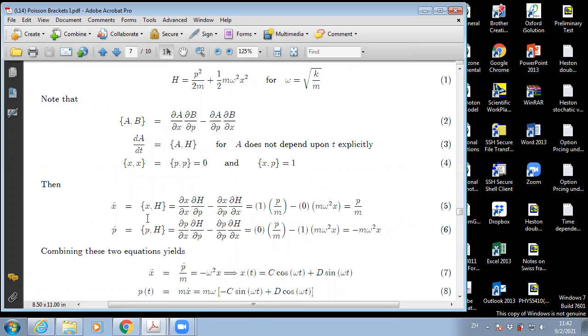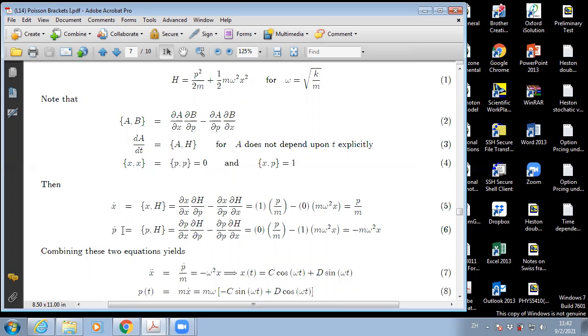Okay, so x dot is equal to the Poisson bracket between x and H. Then we apply the definitions. The first term contains a product of two partial derivatives, ∂x/∂x and ∂H/∂p, and this will give us p over m. The second term involves ∂x/∂p, and that is equal to 0 because x and p are independent variables. So finally, we have x dot equal to p over m.